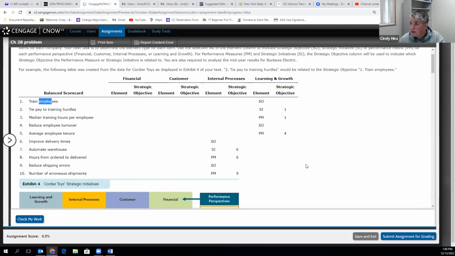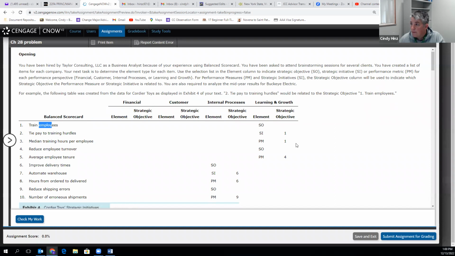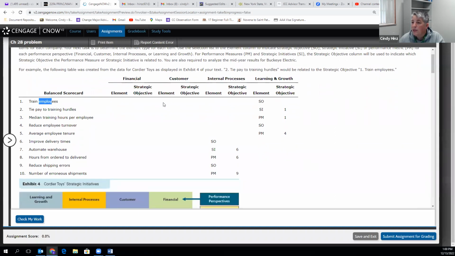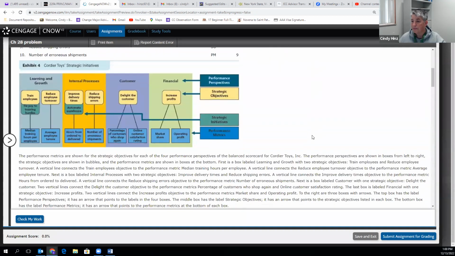So those are our 3. We need to locate each element under the correct perspective of the 4 and identify whether it is a strategic objective, strategic initiative, or performance metric. If it's an initiative or a metric, we need to say which objective it goes with. So there's always going to be that tie back. If it's a strategic objective, that's standalone and we aren't tying it to anything else.